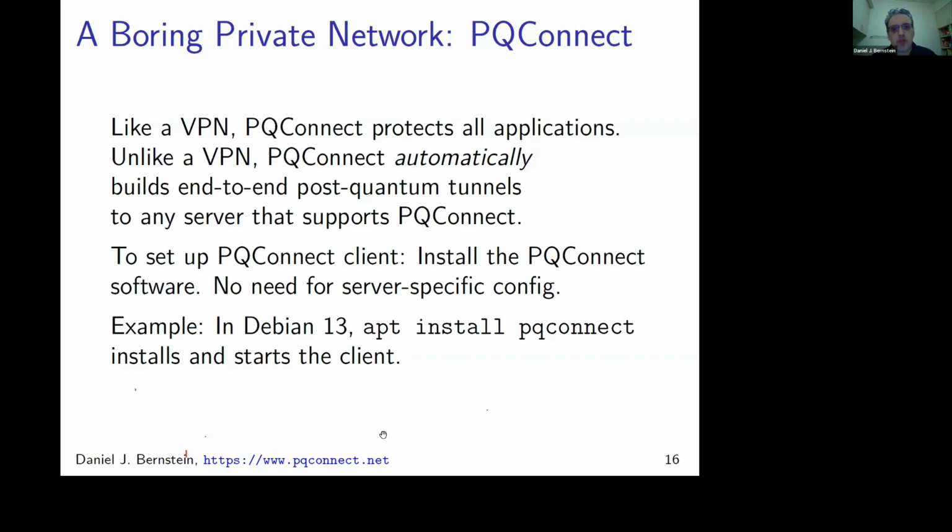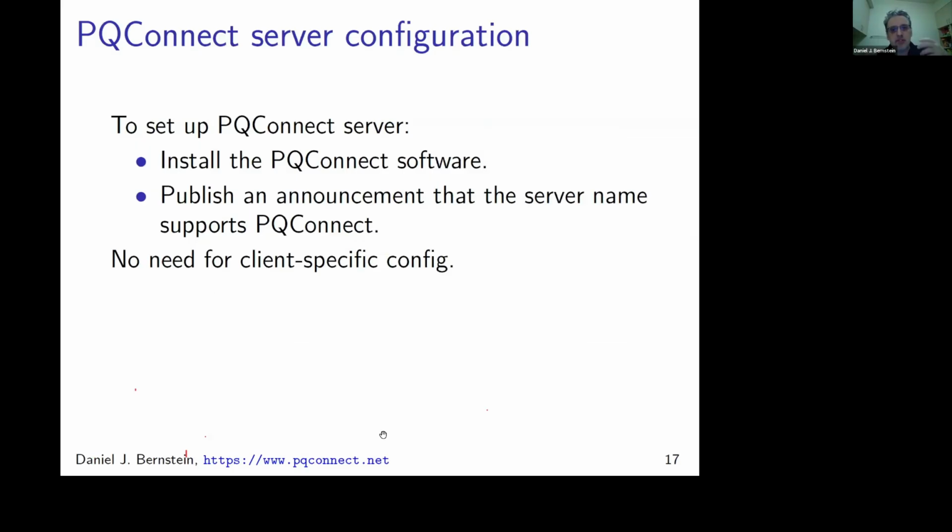Now, on the server side, there's two steps because the server has to have the software and has to say to everybody, hello, I'm willing to accept PQConnect connections. So one is to install the software, install PQConnect server. And then the other step is to, well, I'll show you how the announcements work at the protocol level. You broadcast this announcement telling everybody, yes, I'm willing to accept PQConnect connections. But you don't have to have a list of clients that are allowed to connect. You want everybody to be able to securely connect to you.